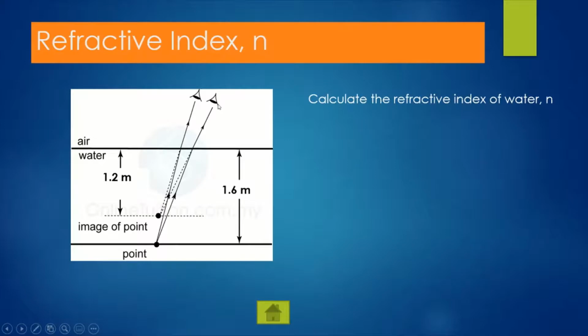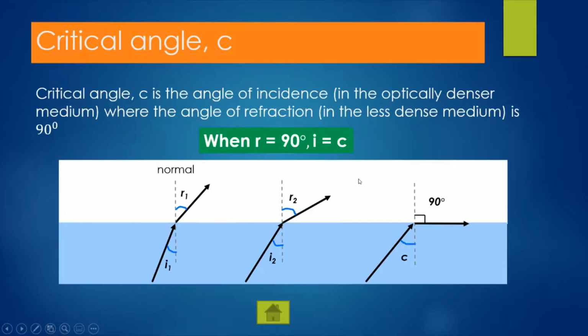Let's calculate the refractive index of water. In this picture, the object is a point and the observer sees the image of this point here, which is nearer to the observer. It is at 1.2 meters compared to the real depth, which is 1.6 meters. By using the formula refractive index equals real depth over apparent depth, we can calculate the refractive index of water, and in this case, it is 1.33.